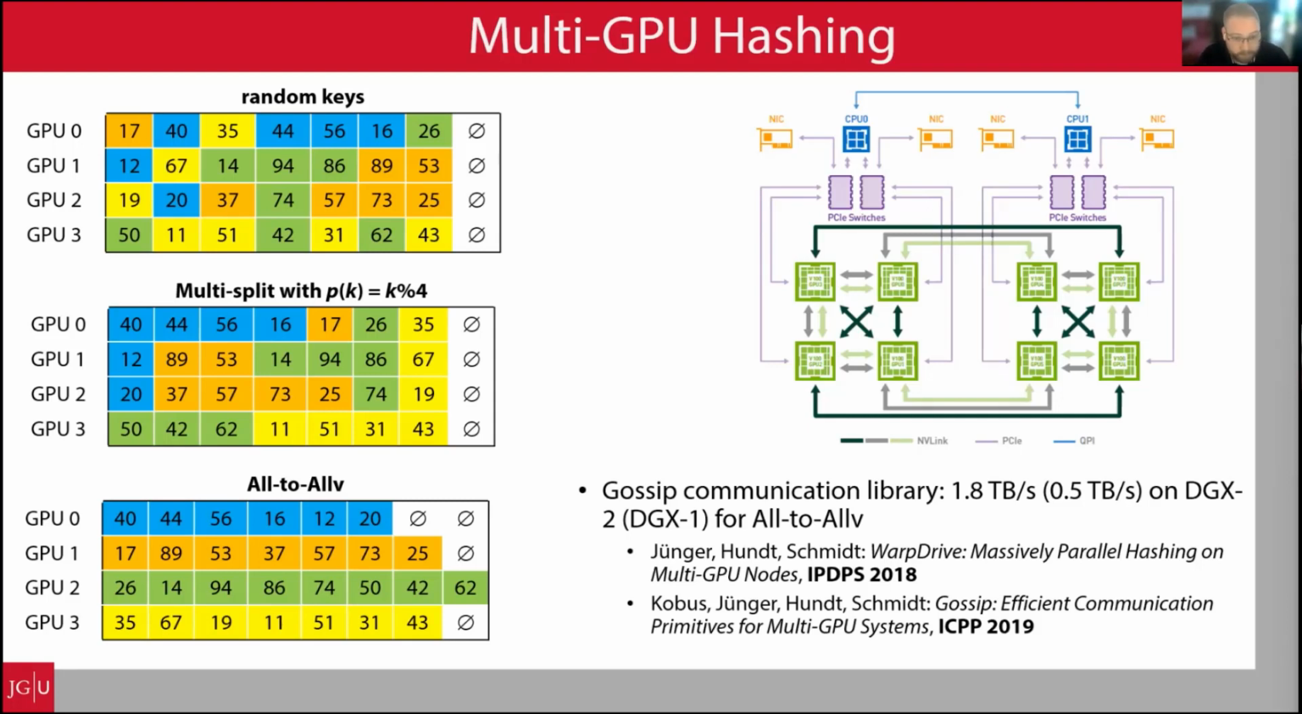This is also published work by us, which is called the Gossip Communication Library, which basically performs this all-to-all transposition over NVLink. And we achieve up to 1.8 terabytes per second on a DGX2 and half a terabyte on a DGX1 Volta.